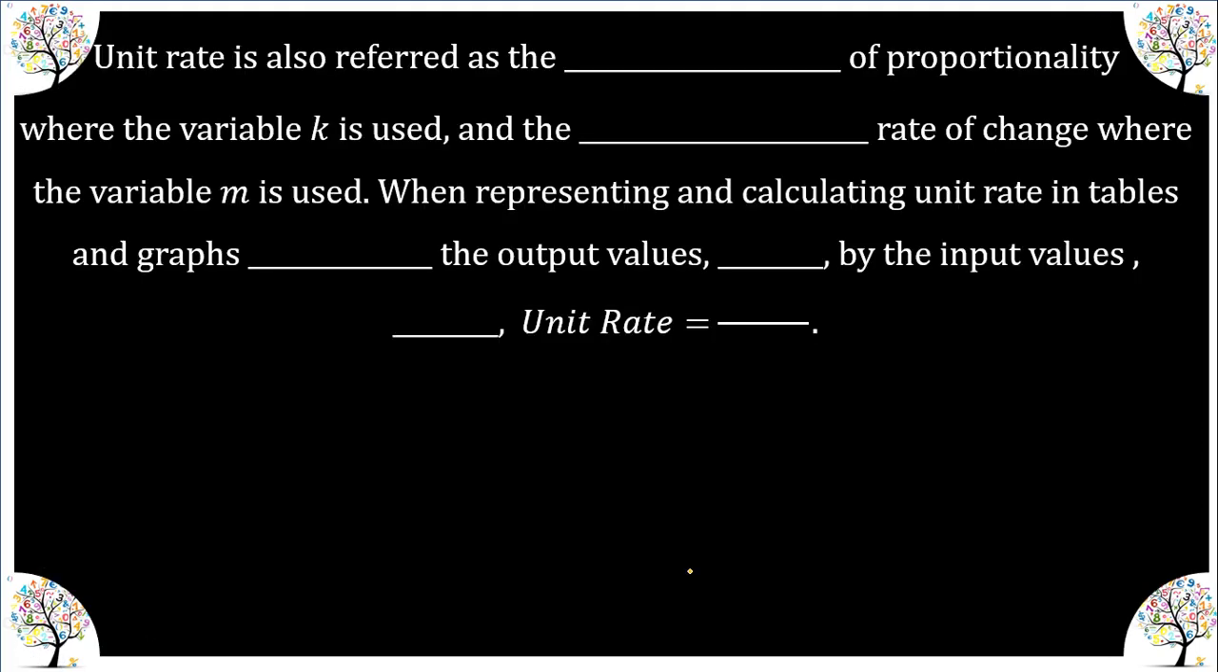Okay, now let's take a look at different ways that we can refer to unit rate. Unit rate is also referred to as the constant of proportionality where the variable k is used and the constant rate of change where the variable m is used. So unit rate, constant of proportionality, and constant rate of change all mean the same thing.